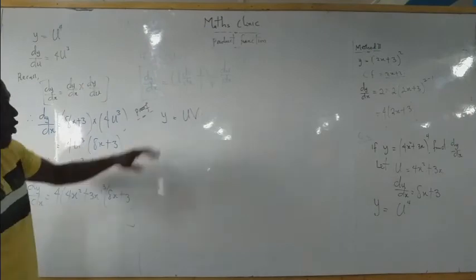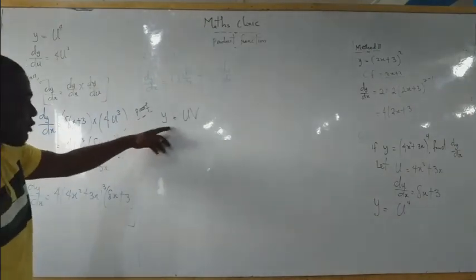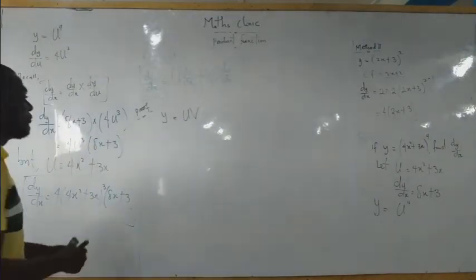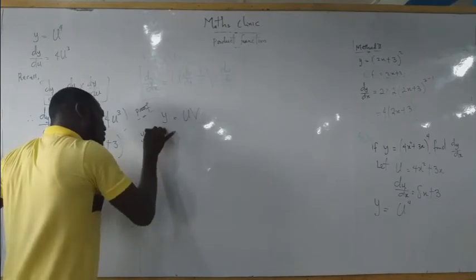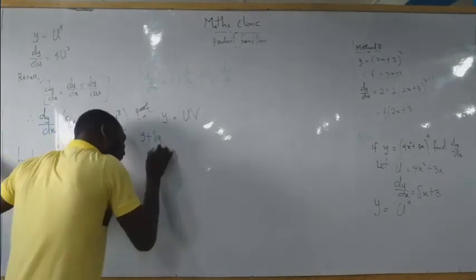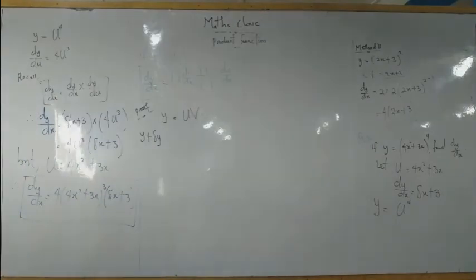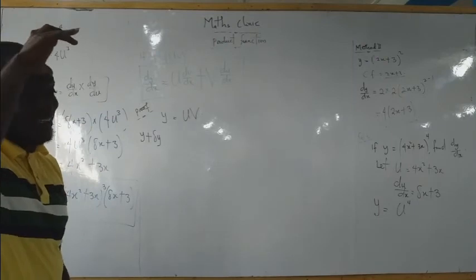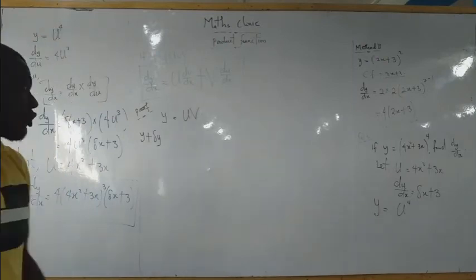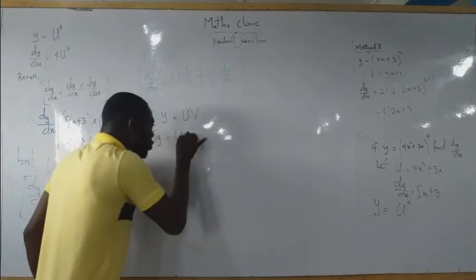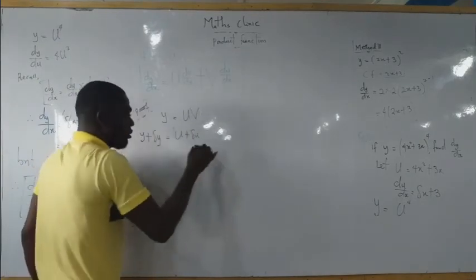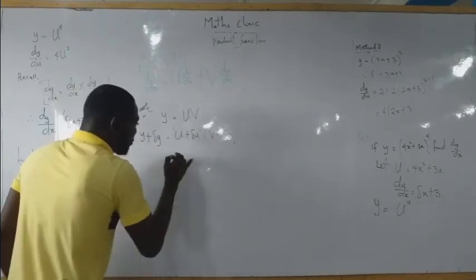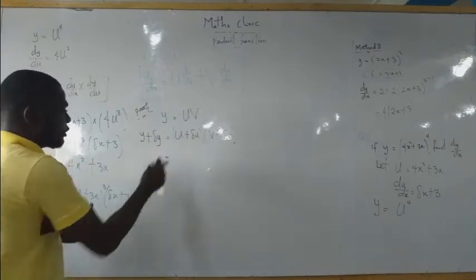We can deduce this from the first principle by saying, let there be an increase in y by changing y, increasing u by changing u, and also increasing v by changing v. So this will become y plus the increase in y, that's dy, and also u plus du into bracket v plus dv.